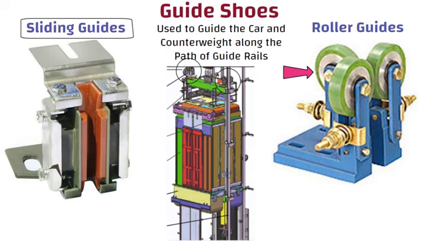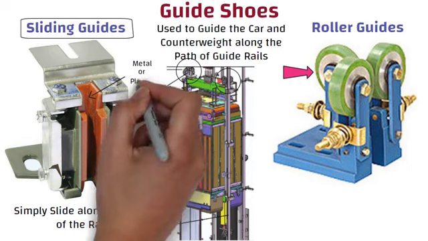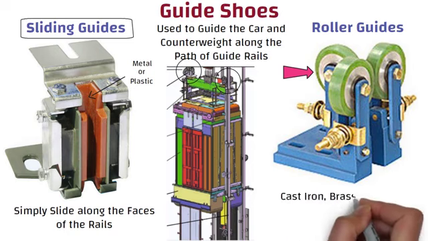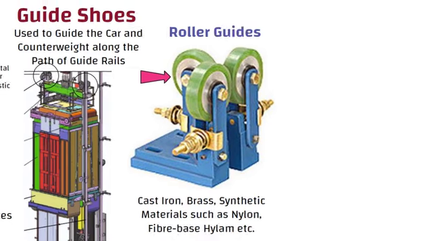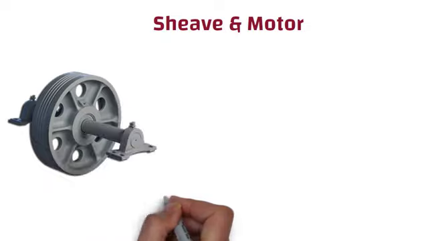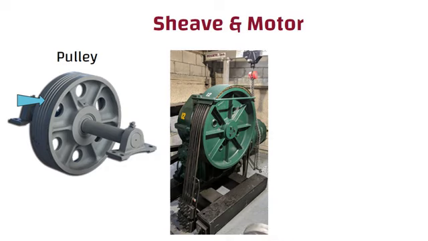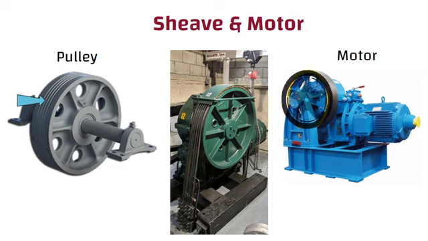Sliding guides. Guide shoes which simply slide along the faces of the rails. The sliding insert or jib may be metal, requiring guide rails to be lubricated, or may be plastic material which is self-lubricating. Guide shoes are made of cast iron, brass, or synthetic materials such as nylon, fiber-based hilum, etc. Sheave and motor. Sheave, also known as pulley. It has grooves in it and lets the rope be lifted, raised, and lowered. It is the motor that keeps the sheave moving in the correct direction, taking people where they need to go.